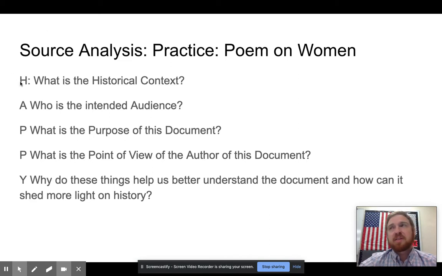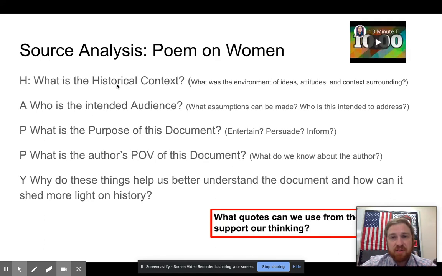No matter what the document is, we always want to know the historical context. So basically, what was the environment at the time? What kind of ideas or attitudes or occasions were going on that we should be aware of to help us understand this? Here's where the A or I is interchangeable.